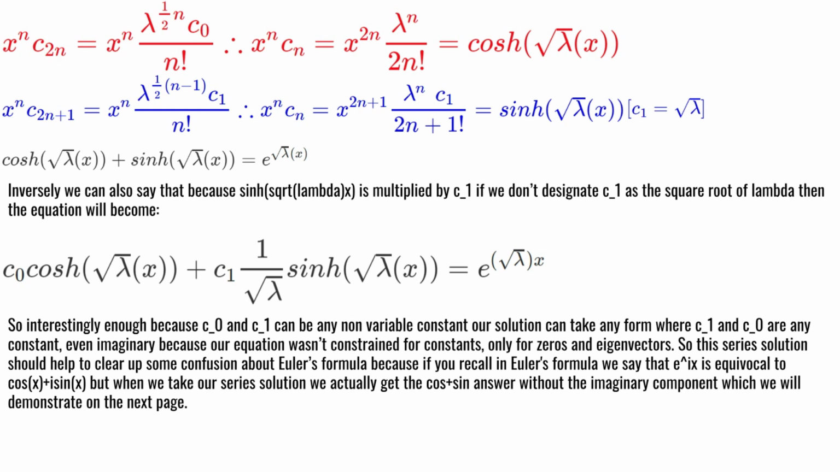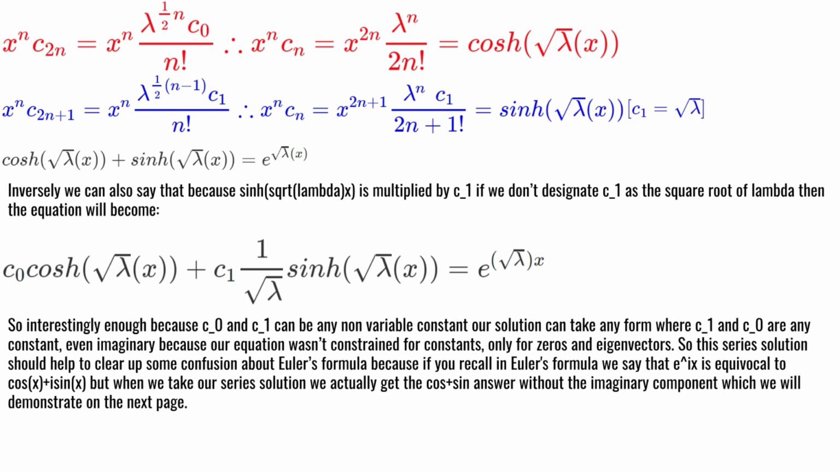The one in red is the c sub 0 constant, so we get x to the n times c sub 2n, because remember, these are all the even values. x to the n times c sub 2n is equal to x to the n multiplied by one fraction, which is the eigenvector to the half power times n, multiplied by c sub 0 over n factorial. Therefore, plugging 2n in, we get x to the 2n multiplied by the eigenvector to the nth power over 2n factorial. And this should look familiar.